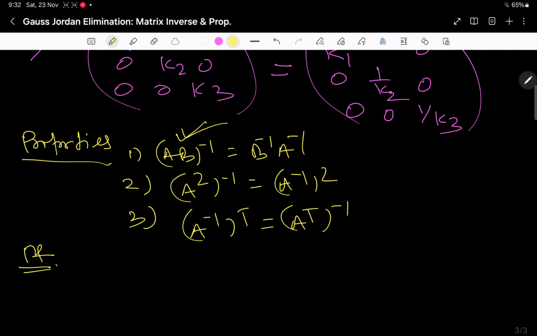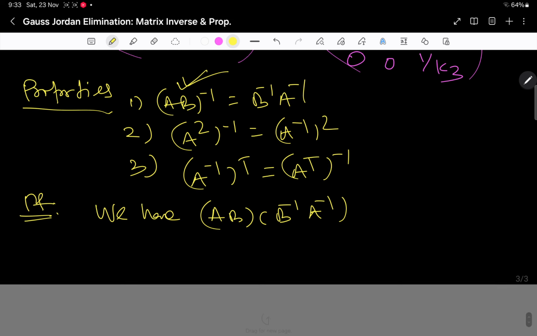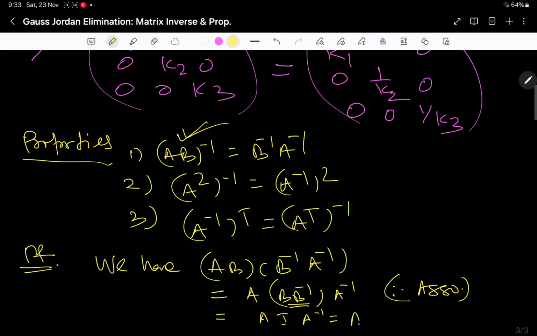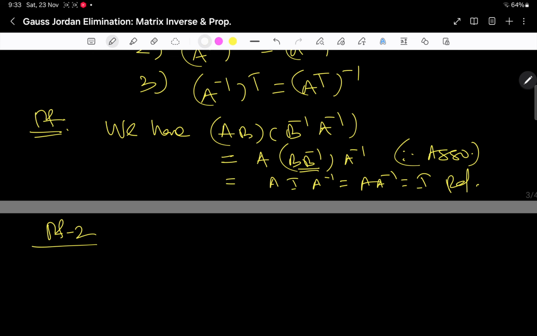Coming to proof 1. Here the basic thing is that A and B are such that the product is conformable, and their inverses are also conformable. I am just writing the inverse part. We have AB into B inverse A inverse. Now you know matrix multiplication is associative, so you can make it A, B B inverse, into A inverse. Now B B inverse is I, so A A inverse, and this is your identity. It is proved. Then coming to the next proof, so what does it mean?